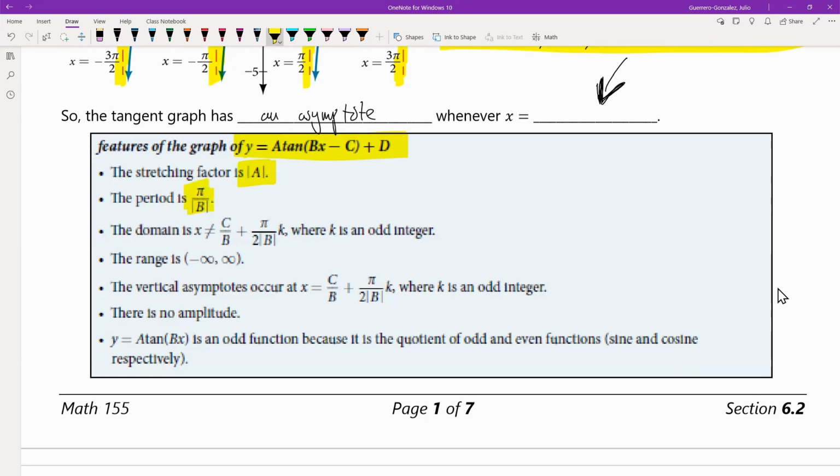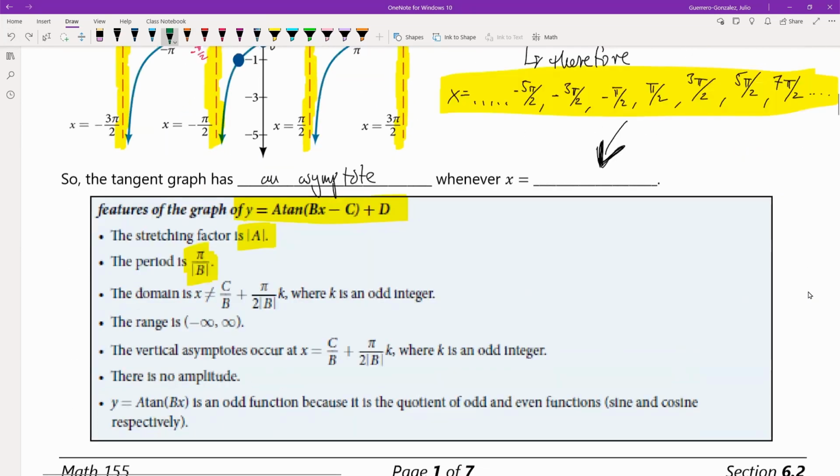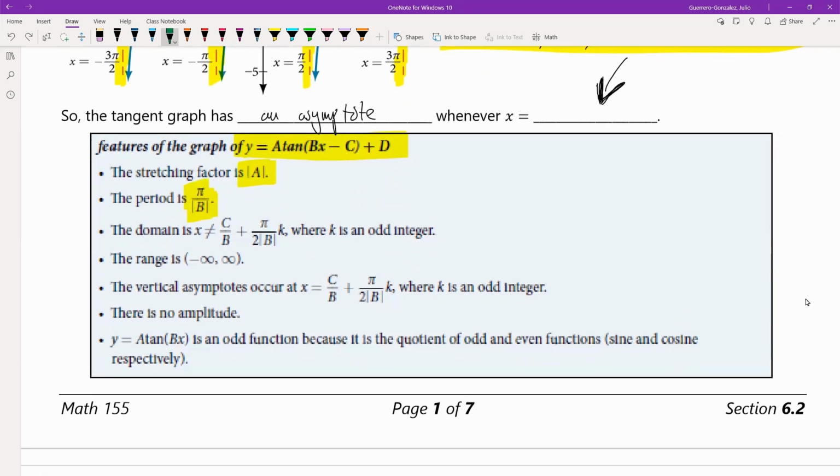The period is given by pi divided by b. If you take a look at this distance from here to here, you see that distance right there? That is exactly pi. And just like before, when we were talking about sine and cosine, that period was 2 pi divided by b. Whenever we have something other than 1 for b, this equation right here changes our period.